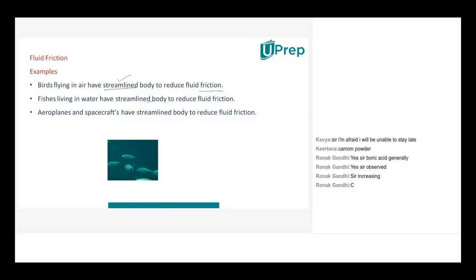And how can we reduce this fluid friction? We can reduce the fluid friction by streamlining the object. That means by giving a particular shape to them. By using that, we can reduce the fluid friction.